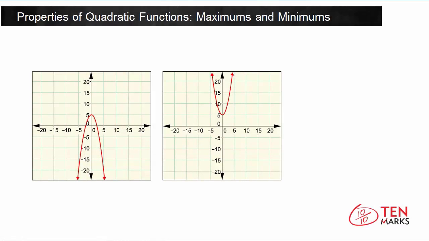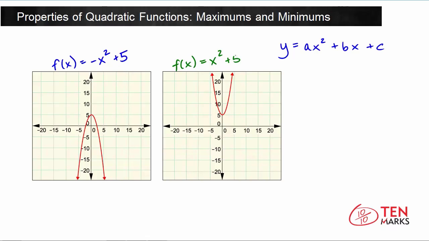Let's discuss properties of quadratic functions. But first, let me remind you that a quadratic function is written in the form y equals ax squared plus bx plus c. Now I have a graph here of two different quadratic equations. On the left, you have the function f of x equals negative x squared plus 5. And over here on the right, you have the function f of x equals x squared plus 5.